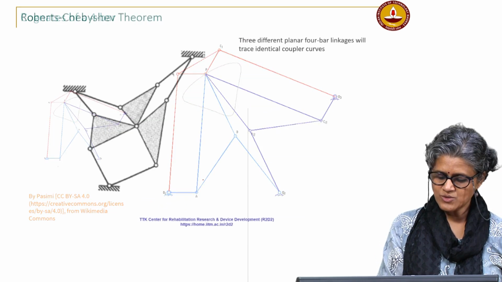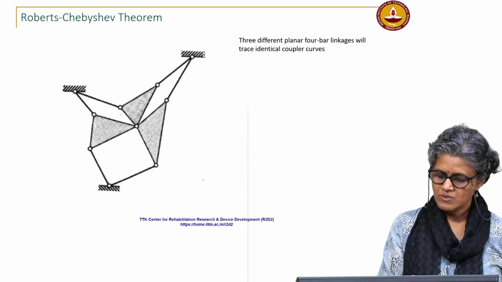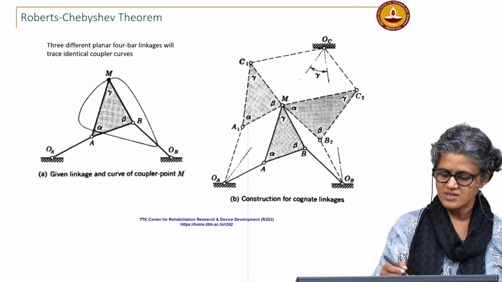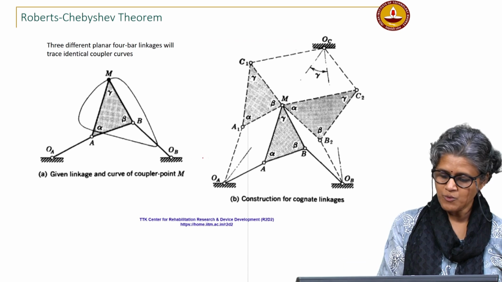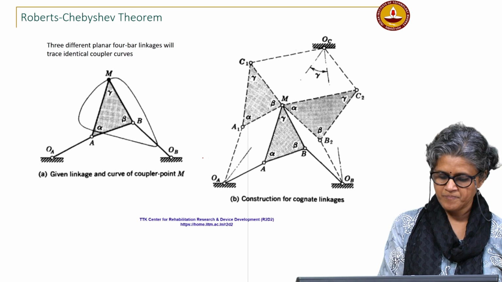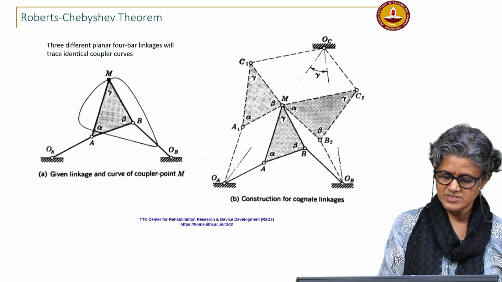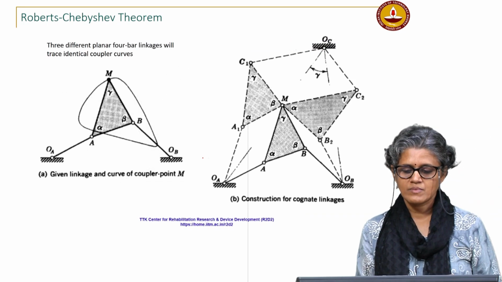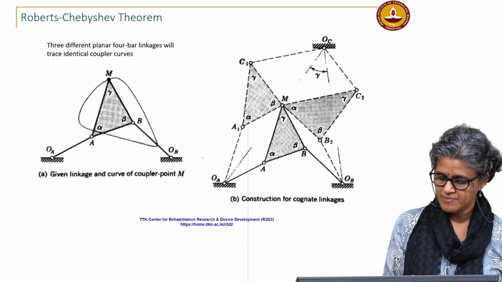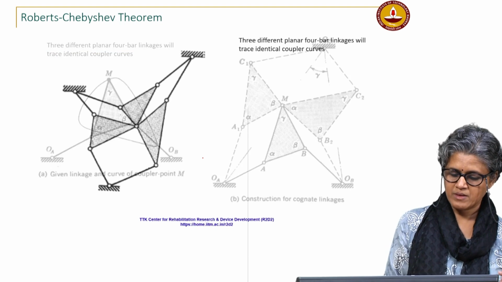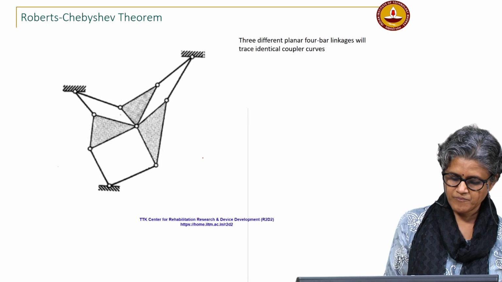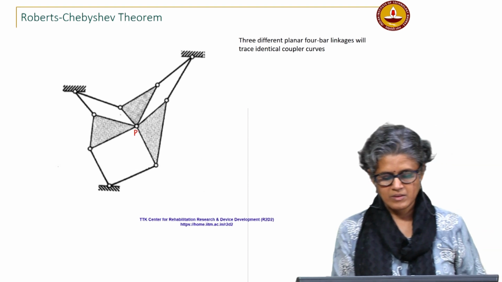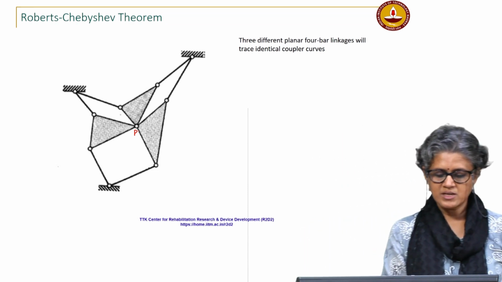So, let us look at, so I can separate it out. So, if this traces a curve, let us see how we construct the other two linkages. So, if I have this is my point P, which is the coupler point.